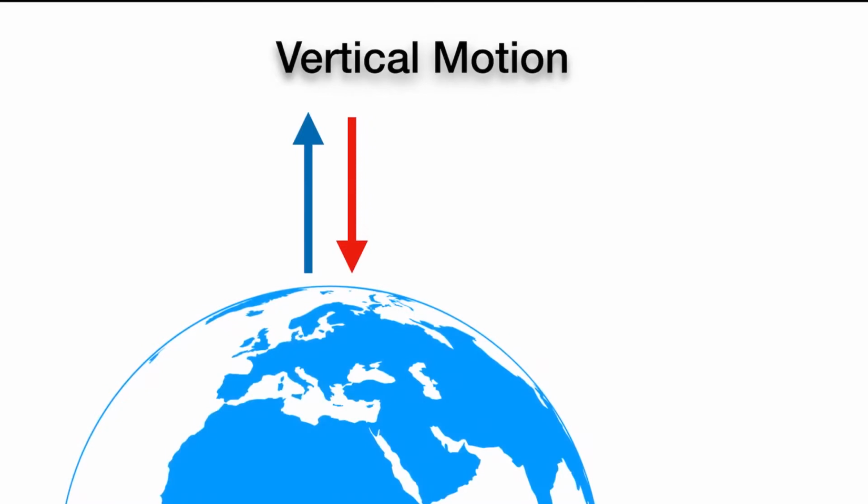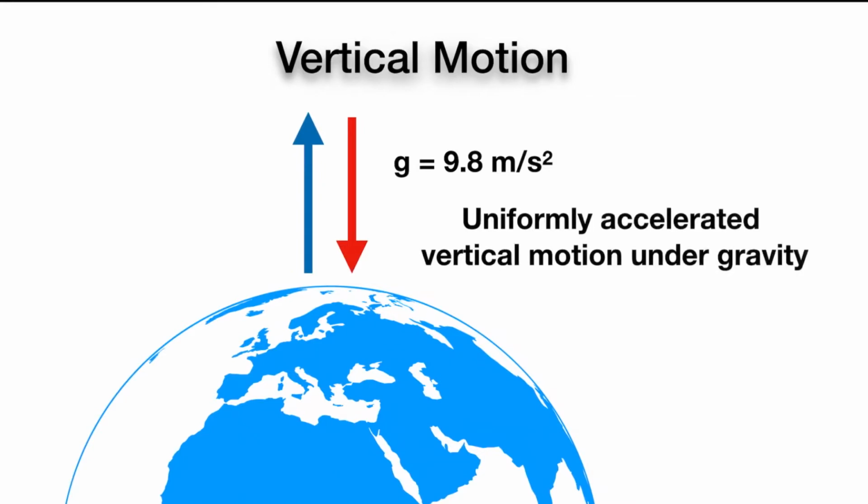Motion upward or downward in a vertical plane is termed vertical motion. The motion of an object under the influence of gravitational force is an example of vertical motion under gravity. When no force other than gravitational force acts on an object, it accelerates toward the Earth's center with a constant acceleration. The value of this acceleration is g, which is equal to 9.8 meters per second squared. And the motion is termed free fall motion or uniformly accelerated vertical motion under gravity.